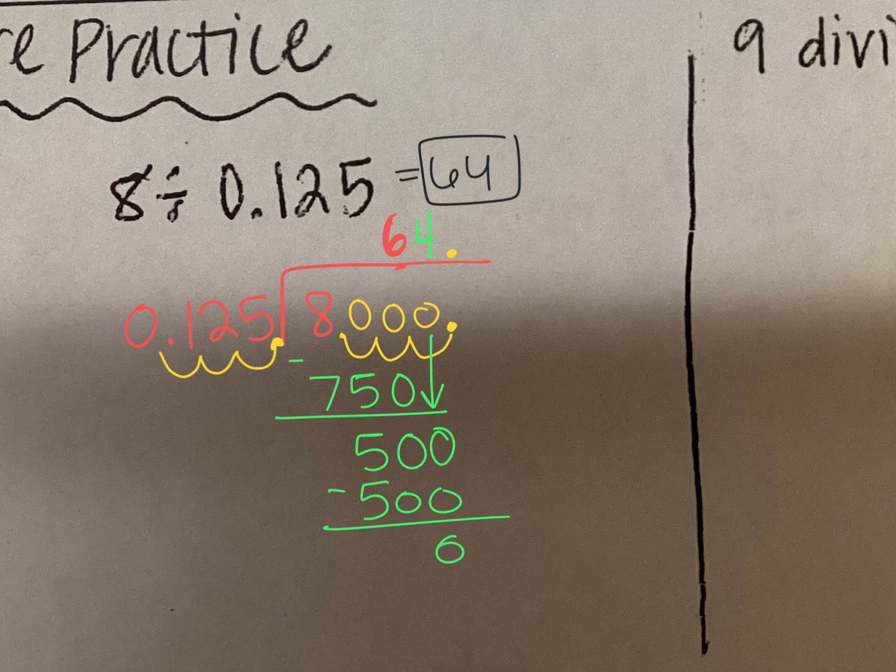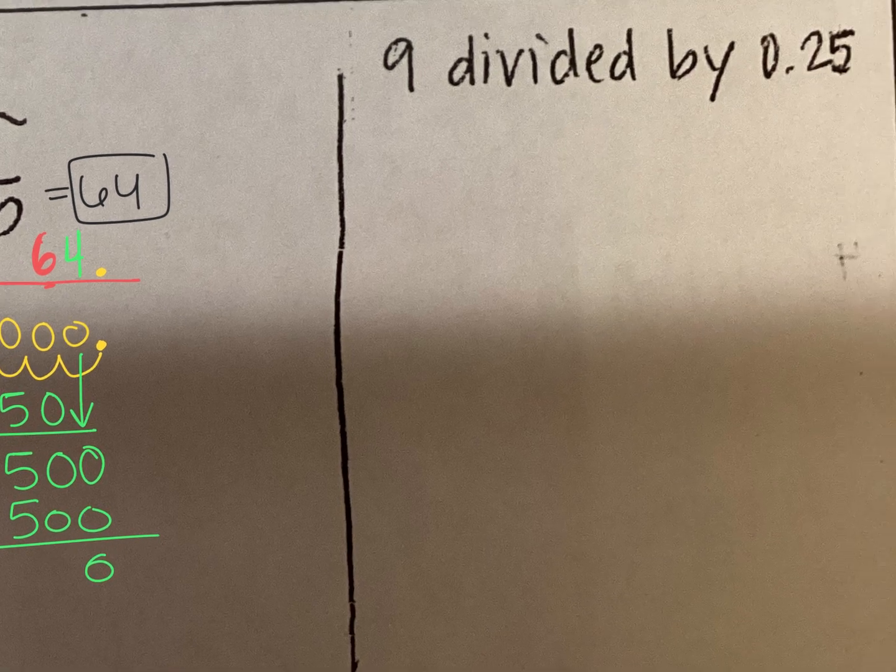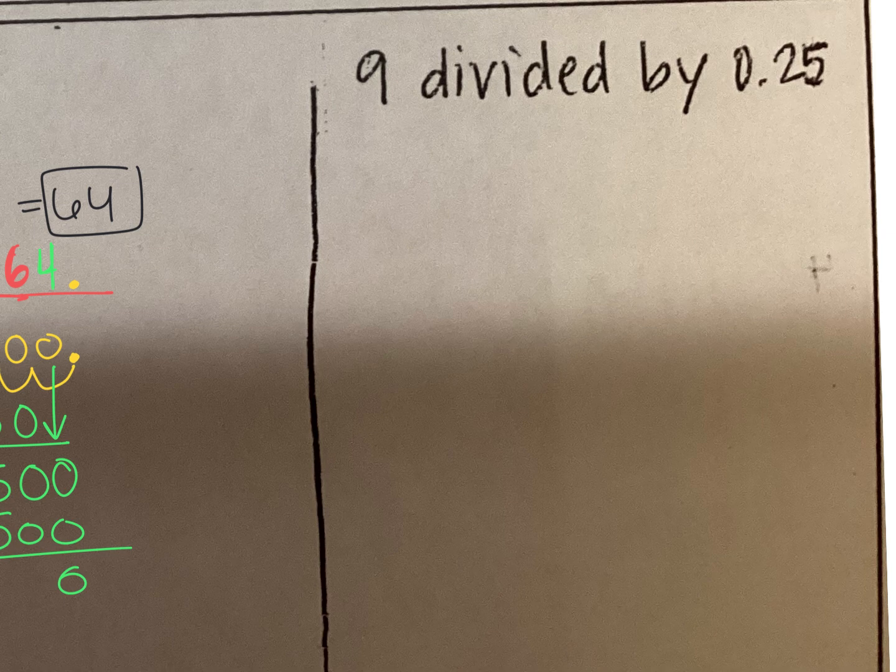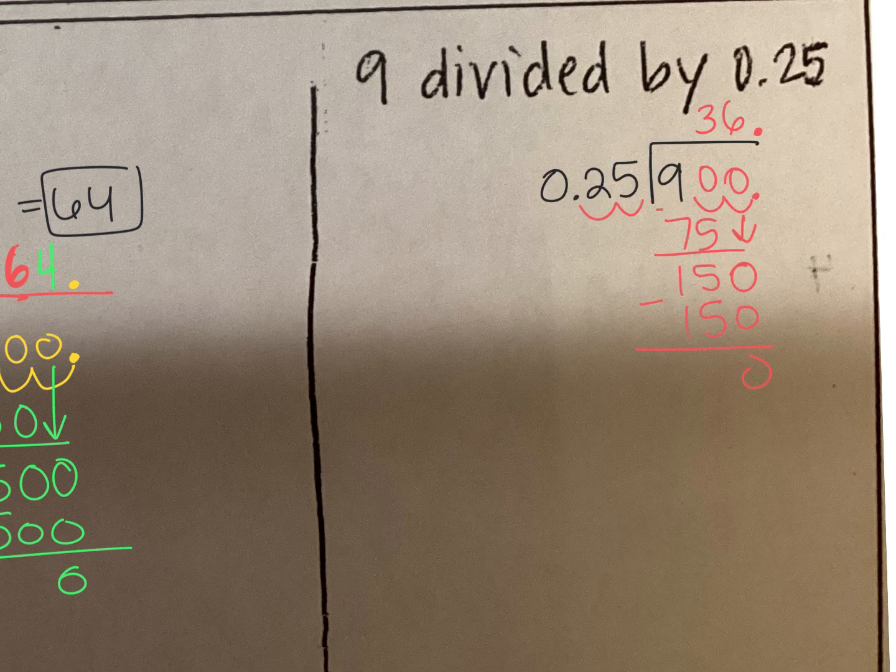Okay, I want you guys to try the last example, and then we're going to check it. So 9 divided by 2,500. So y'all try it, then we'll check it. Okay, so when you do 9 divided by 2,500, you should have 36.